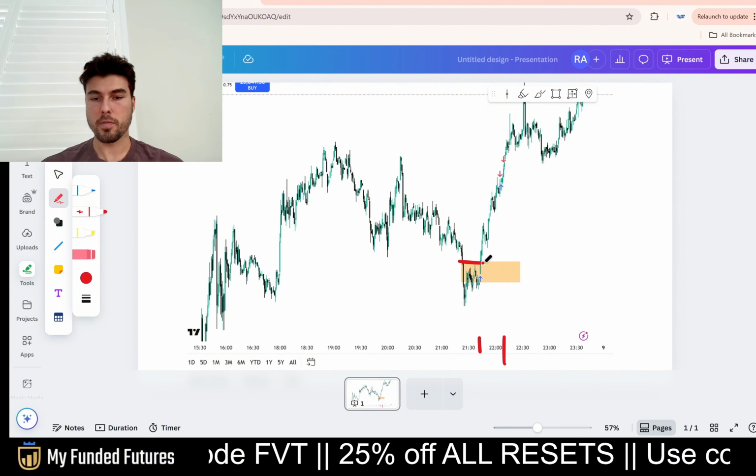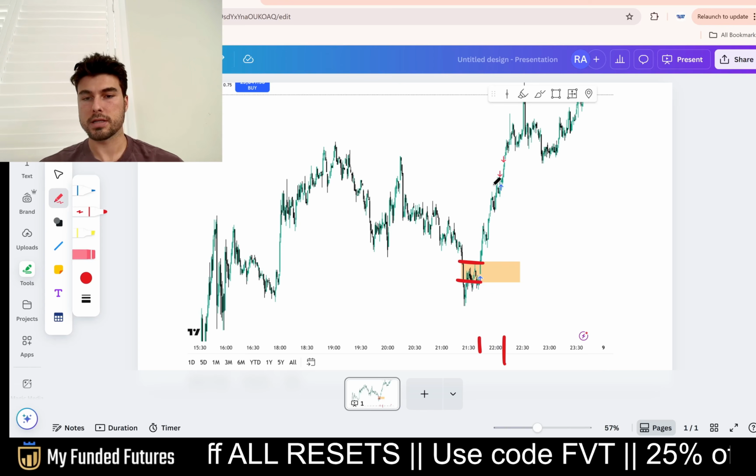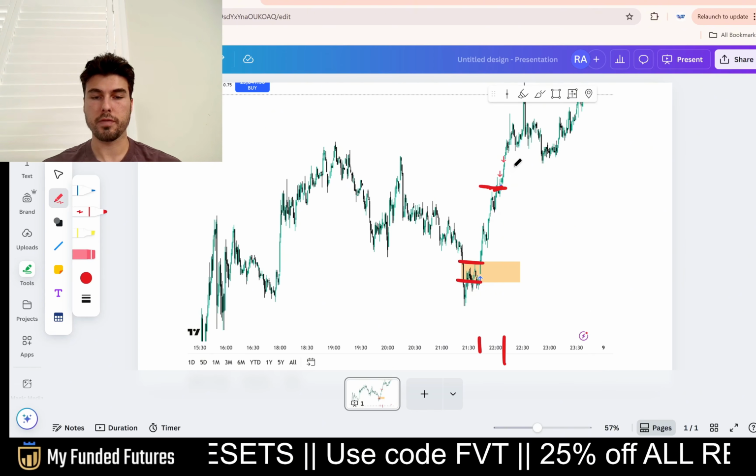You can see here we form that inverse fair value gap. We do that with impulse. I enter there, I take my profit there. And again, like I said, entered one more time, took my profit, and that was that.